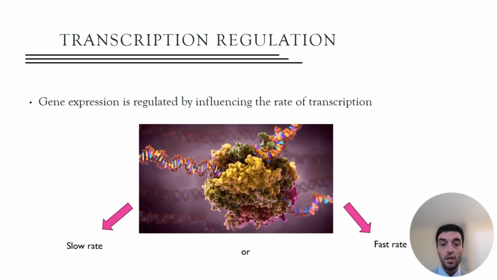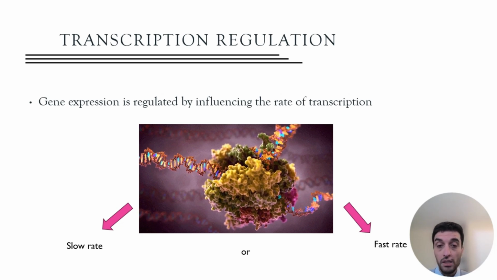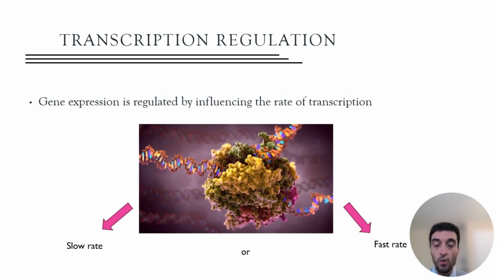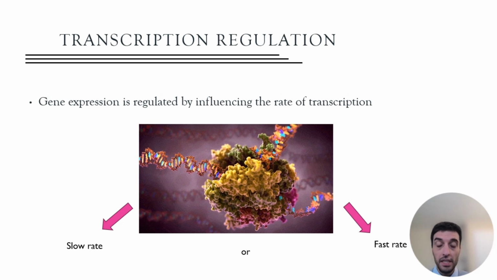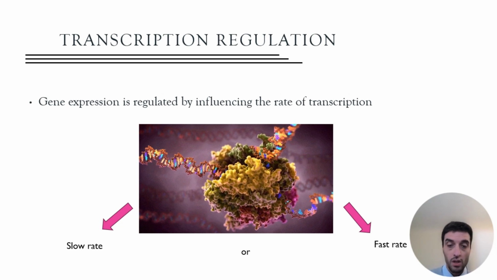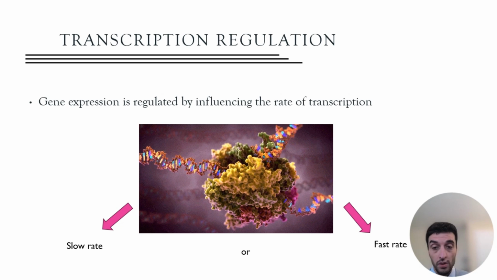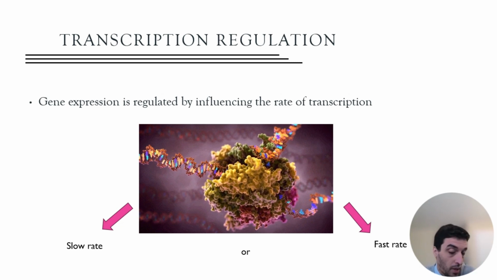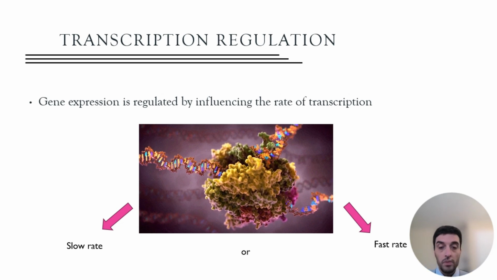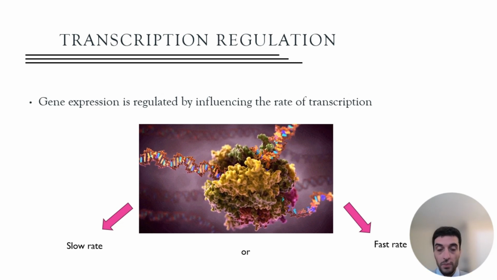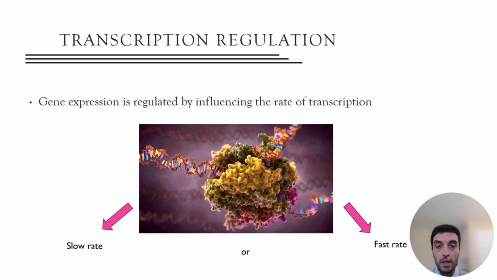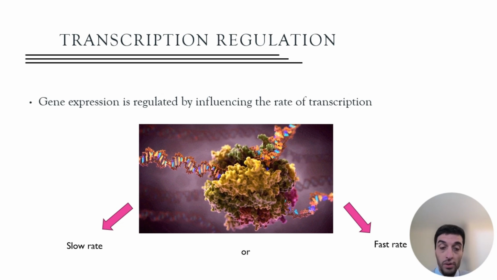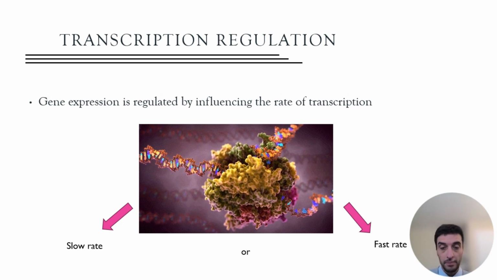So one way of regulating is through regulating the rate of transcription, okay? That's the most common way of regulating gene expression, through regulating how much you want this gene to be transcribed. And that's the best way to do it. In general, most genes are always being expressed, but at a slower rate or a faster rate.